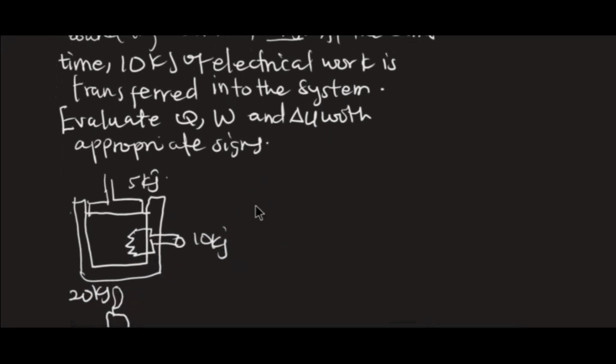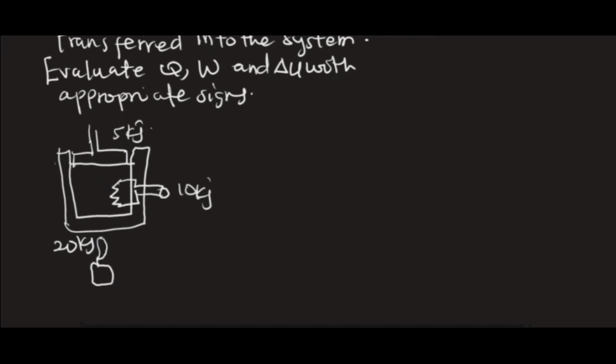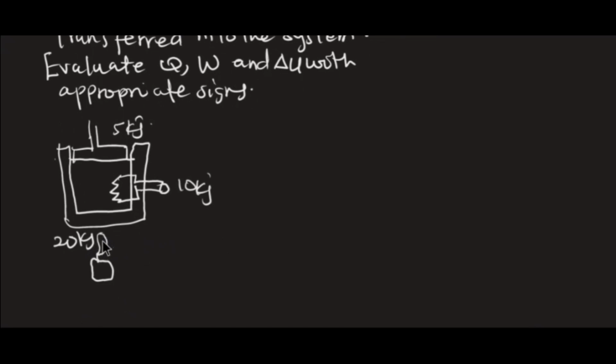We have a piston cylinder device. We have a cylinder where a piston is being pushed, and this cylinder receives 20 kilojoules of heat. That is here, the heat. So this 20 kilojoules is supplied to the cylinder. So it expands upon heating, and it does a boundary work of 5 kilojoules. Then at the same time, a 10 kilojoules electrical work is transferred into the system.